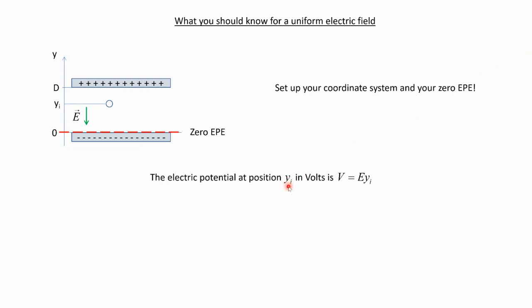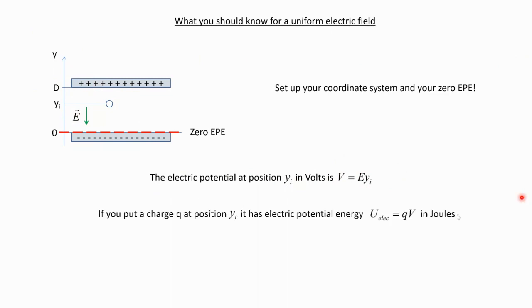The electric potential at position yi, given the coordinate system, is electric field times yi. It's a scalar quantity. It's measured in volts. It has no direction. It's a property of a point in space where there's an electric field. If you put a charge Q at that position, it will have electric potential energy equal to Q times the voltage of that point in space. And that's in joules. Right, so coulombs times volts is joules, because volts are joules per coulomb.